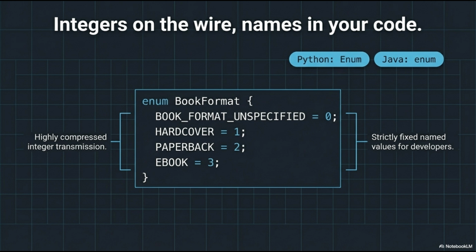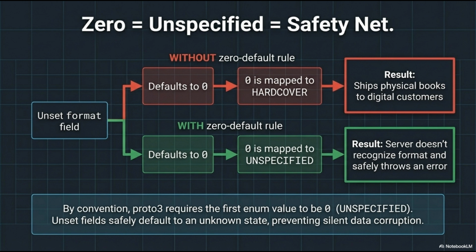Okay, let's unpack this. Why force the 0? I'm trying to think through the mechanics here. Think about default values. Right. We have to remember how Proto 3 handles defaults. If a field is unset by the client, the protocol defaults it to the 0 value. So does this 0 value rule essentially force engineers to handle edge cases explicitly, rather than blindly trusting system defaults? You hit the nail on the head. By convention, that 0 value must represent unspecified. So your 0 value should be named something like BOOK_FORMAT_UNSPECIFIED.